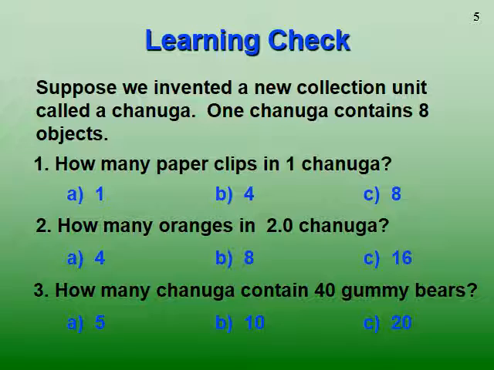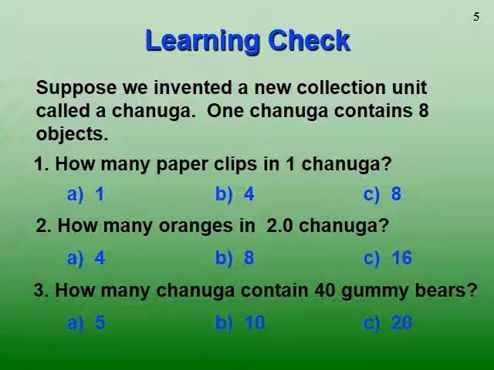Okay, so let's just check if we have an understanding of what a mole actually represents. So suppose we invented a new collection unit called a Chinooga. Okay, so one Chinooga contains 8 objects. So here we have 3 questions which you need to answer to show you understand what a mole is in relationship to counting. Okay, so pause the video now and we'll come back and see if you get the 3 questions correct.